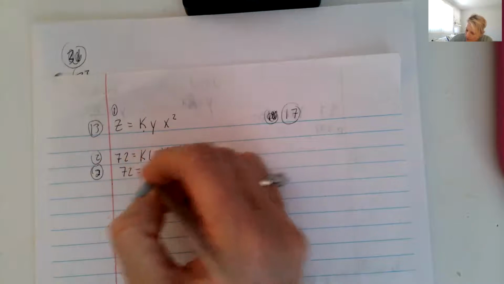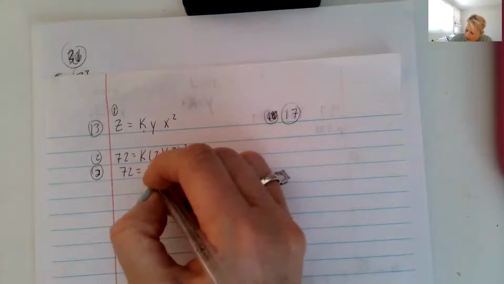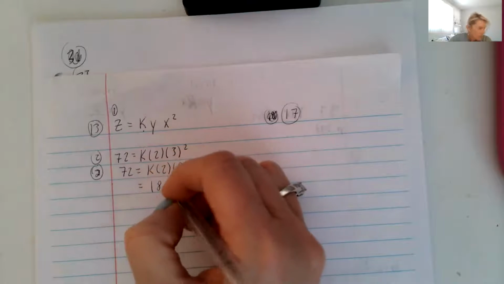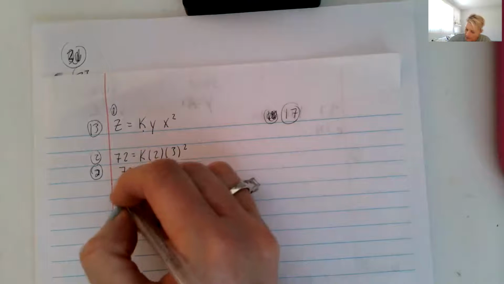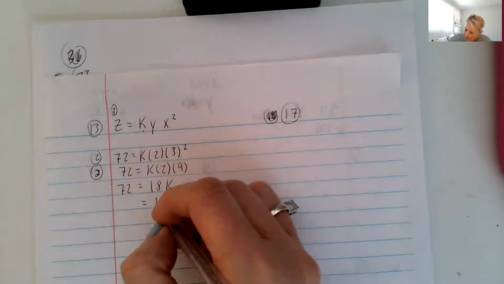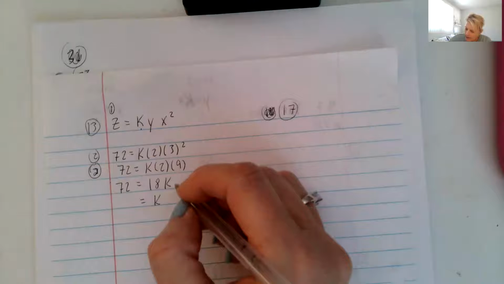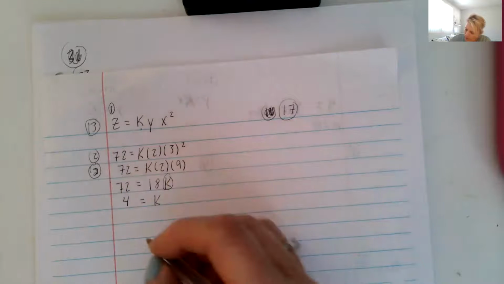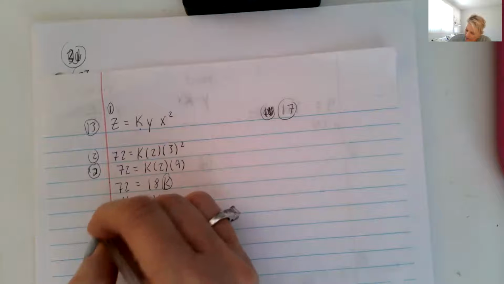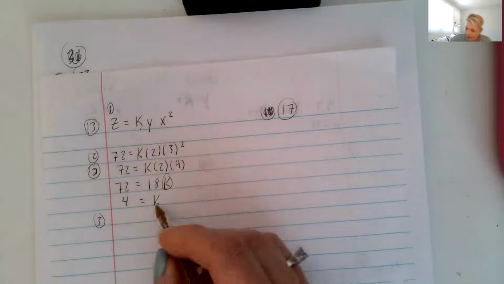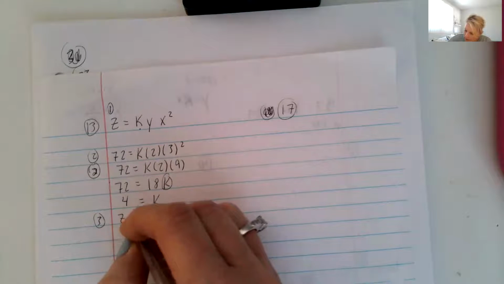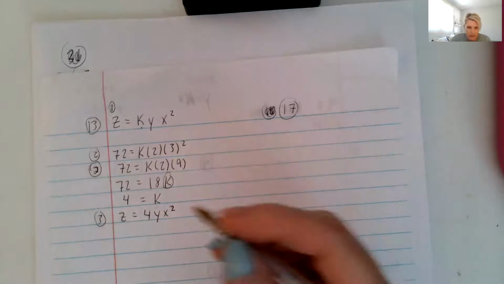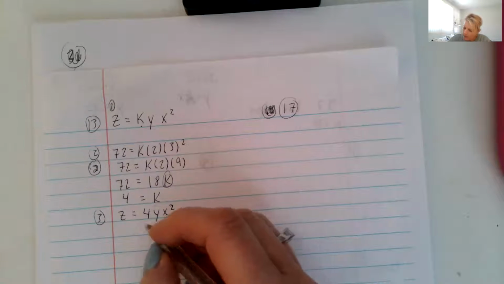So 72 equals k times 2 times 9. And that will be 18 times k. Then dividing both sides by 18, because we're solving for k, k is going to be 4. And then the third step is rewriting your equation with k in it. So it's z equals 4 y x squared, or you could put the x before the y, x squared y.